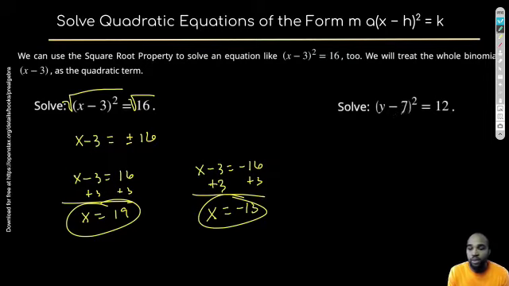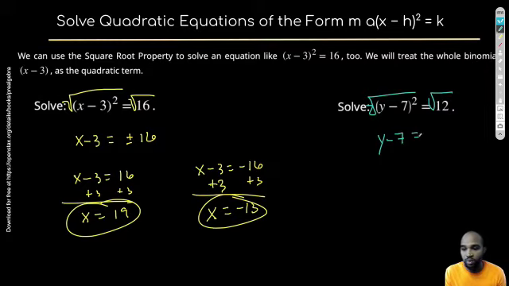All right, so I'm going to do this side the same way. I'm going to take the square root and the square root. And when I do that, the squared is taken care of. y minus 7 equals the square root of 12. Well, what's the square root of 12? The square root is going to be plus or minus the square root of 12.